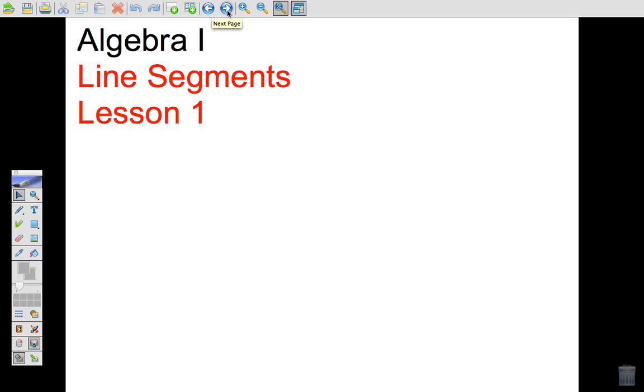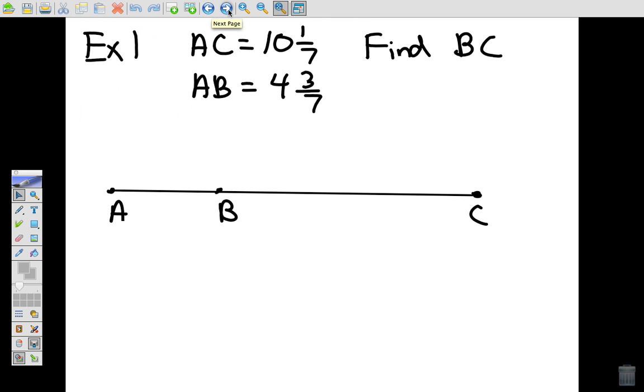Part of lesson 1 is called line segments, and the other part of lesson 1 was adding and subtracting fractions, which was a review. Let's talk a little bit about line segments.